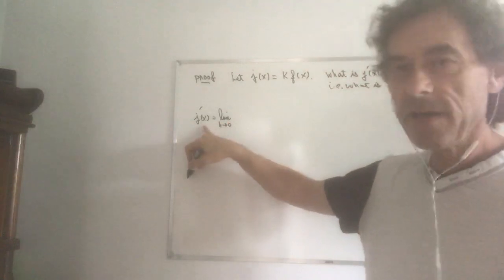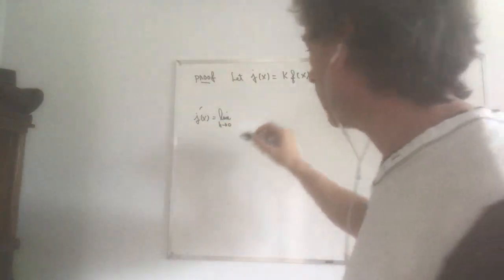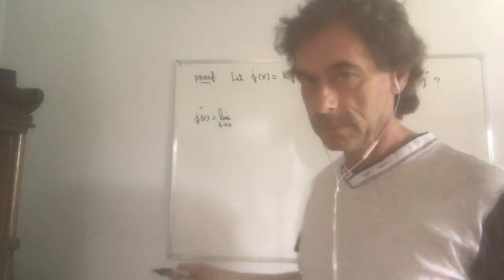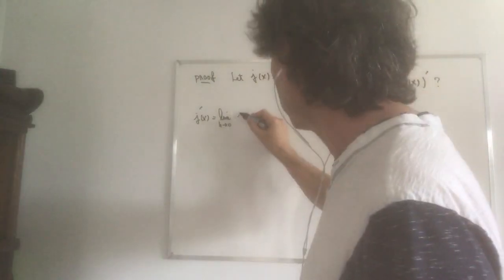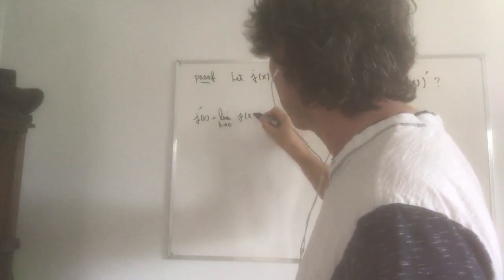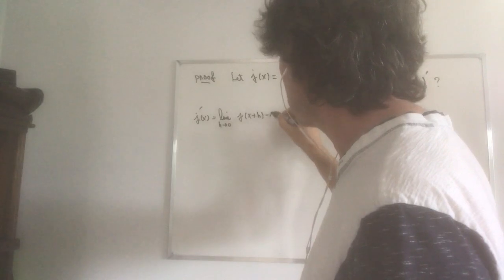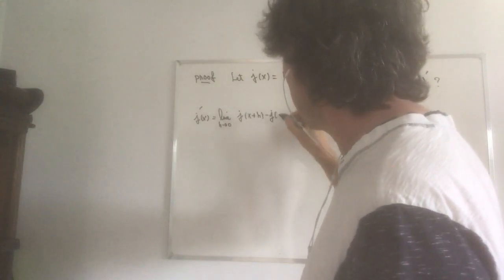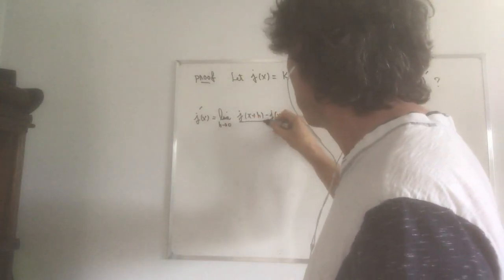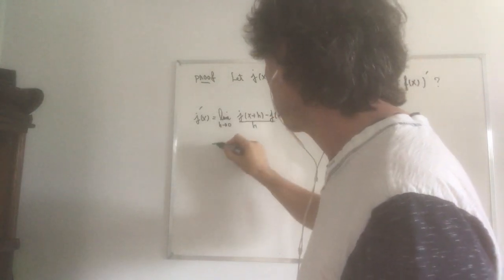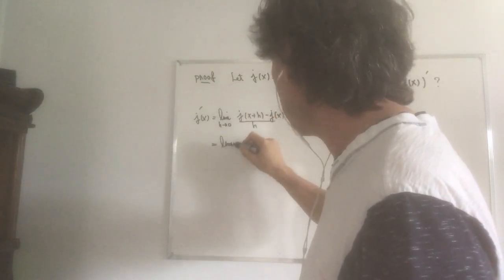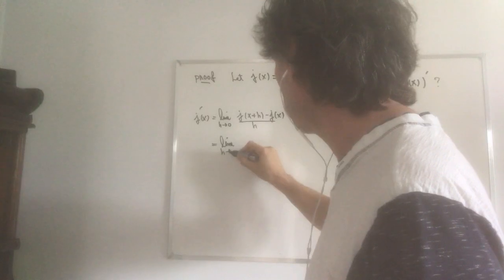okay, I'm used to having an f here, right? Now this is a j, so just modify the formula accordingly. So that'll be j of x plus h minus j of x, all over h. Lovely.